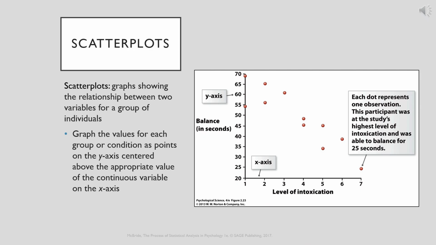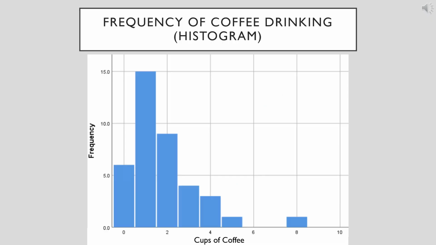Hopefully that makes sense. Then you can put on a trend line and see overall, as the level of one of these variables increases, let's say the level of intoxication, what happens to the other variable? Does it tend to increase? Does it tend to decrease? In this case, it's decreasing. So as the level of intoxication goes up, balance tends to decrease, or the amount of time you're able to balance tends to decrease. And we'll talk about this more when we get to correlations.